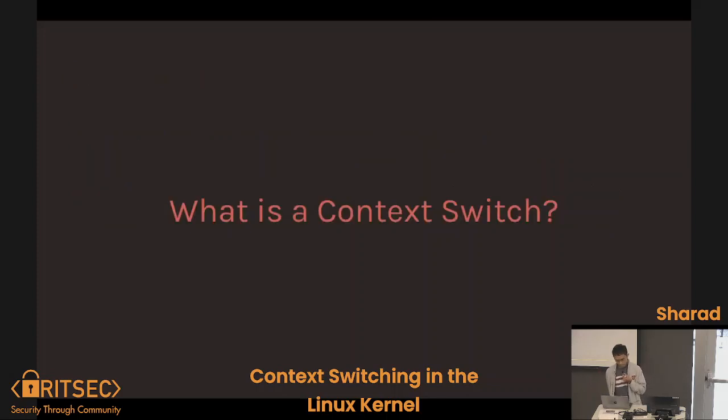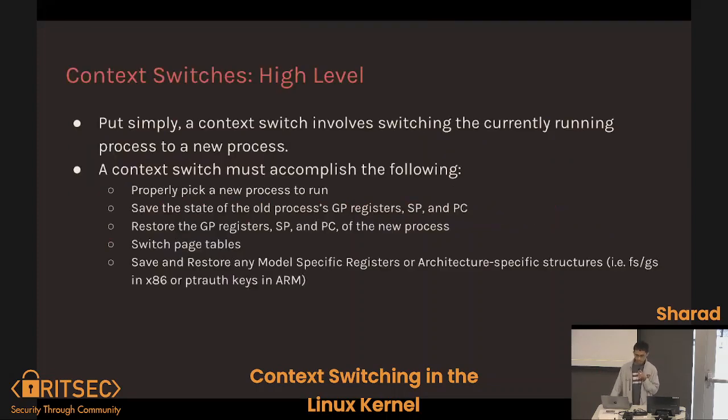So finally, what is a context switch? The context switch is really just a process of switching from an old process to a new process. A context switch has to accomplish at least the following things. First, it has to properly pick a new process to run. Properly is a weird word because it really depends on what your scheduler is. If you have a real-time scheduler, it might be the process that needs to run now. If it's a fair scheduler, there are other heuristics they have to use.